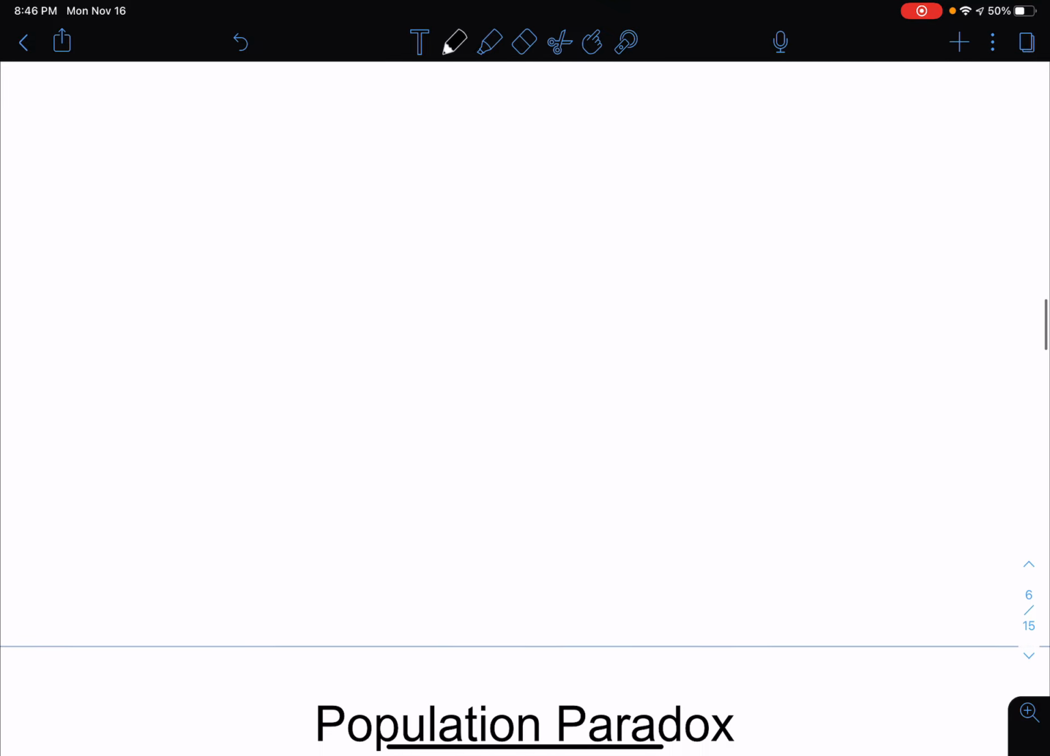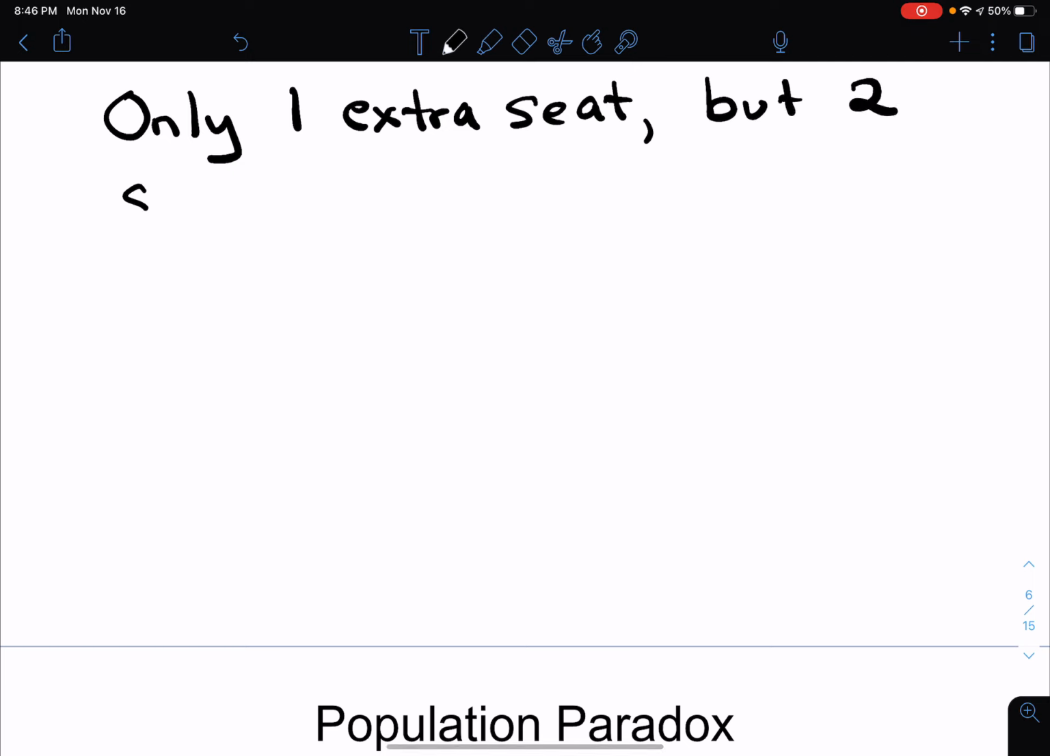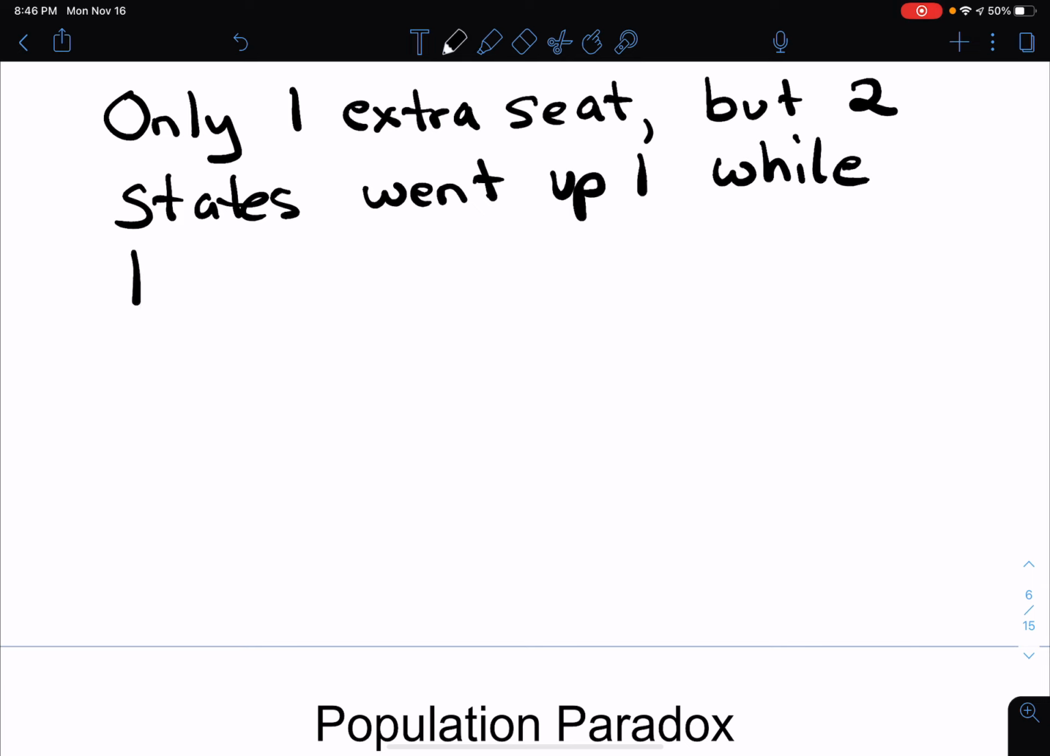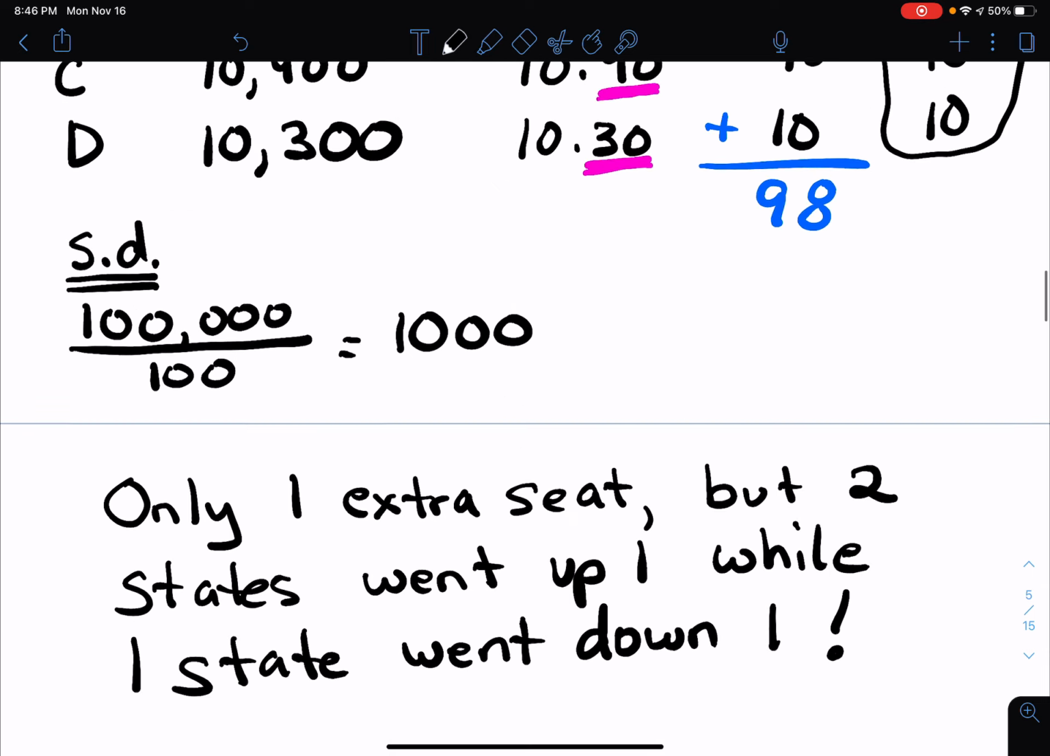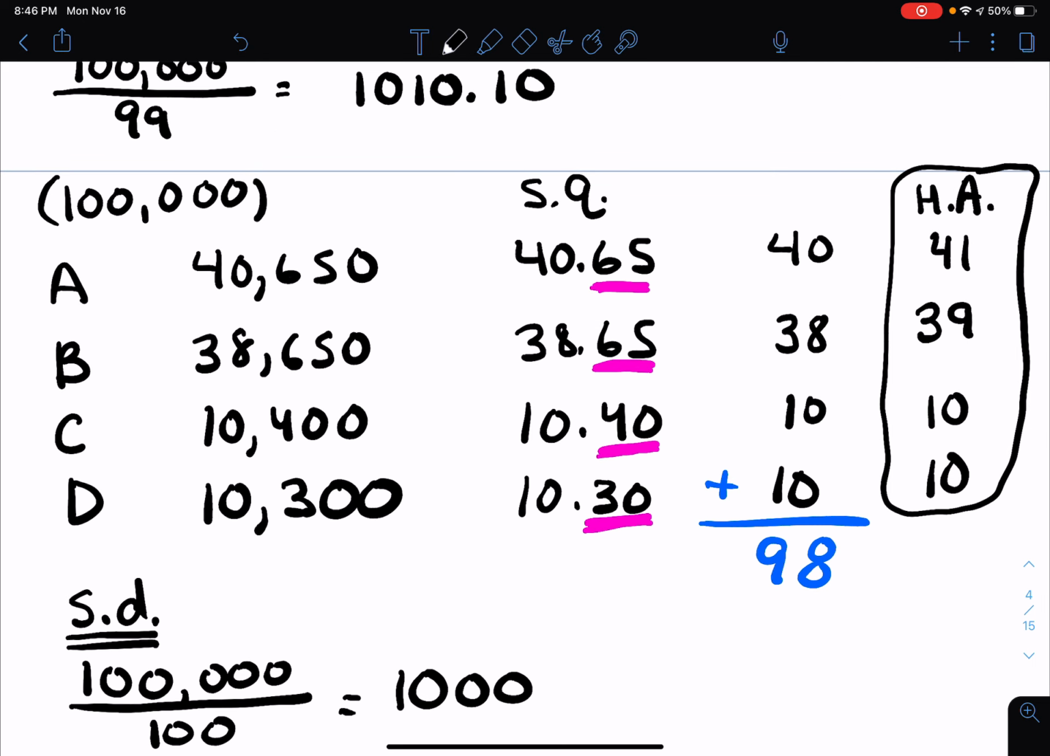So only one extra seat. But two states went up one, while one state went down one. This shouldn't have happened. What should have happened was just one state should have gained that extra seat. Nobody extra should have gained a seat. Nobody should have lost a seat. So that's where this paradox is occurring with this method.